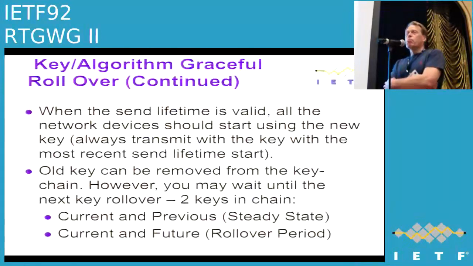Now, you can remove that old key right away, or you can just wait till the next time that you roll over a key and get rid of the old one then. So you'd always have two keys in your chain. In the steady state, you have the current key and the previous key, and in the rollover period, you'd have the current key and the one that you're going to move to.